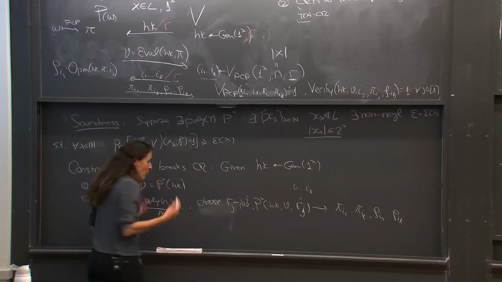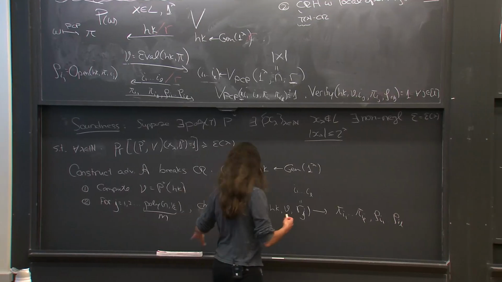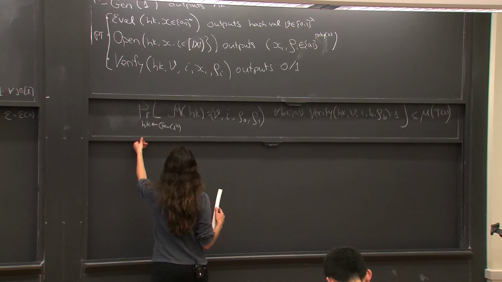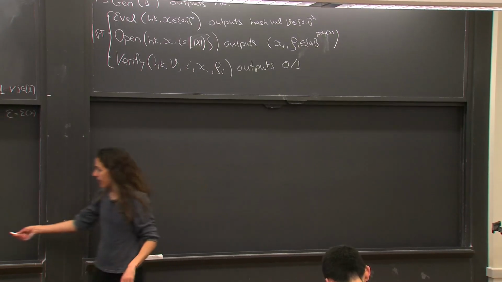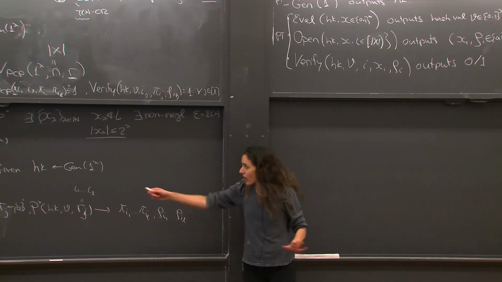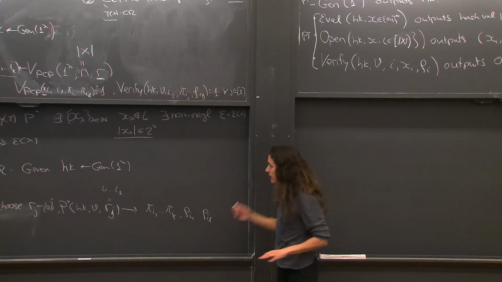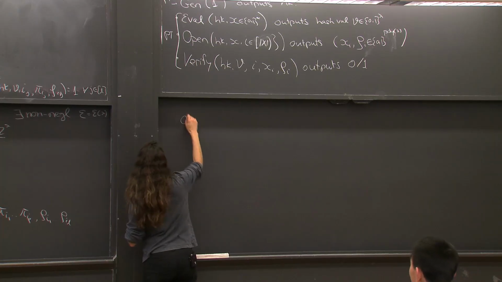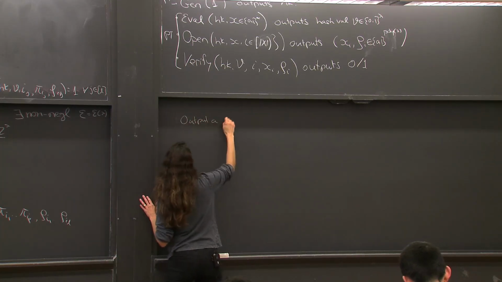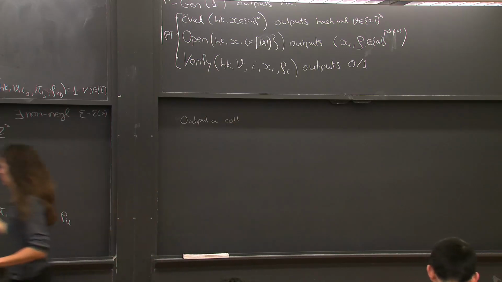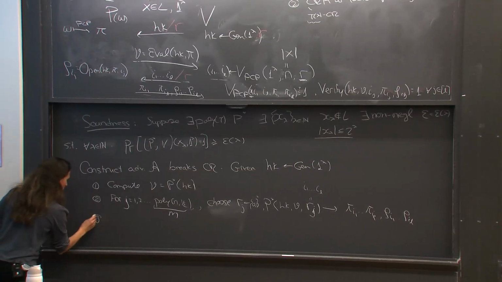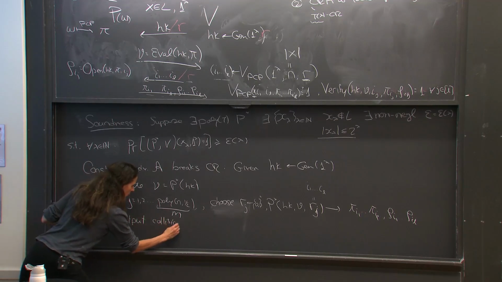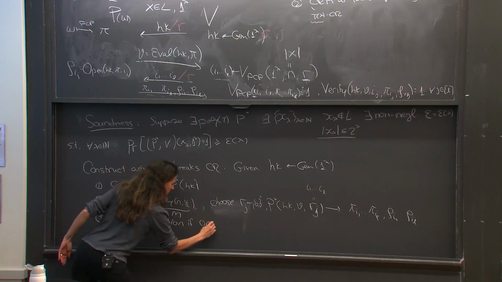Okay, so now what do I do with the ones I have left? So I want to argue, so here's the claim. The claim is that I should be able to find a collision. So the algorithm A, the way it breaks this, is step 3: output a collision if one exists.